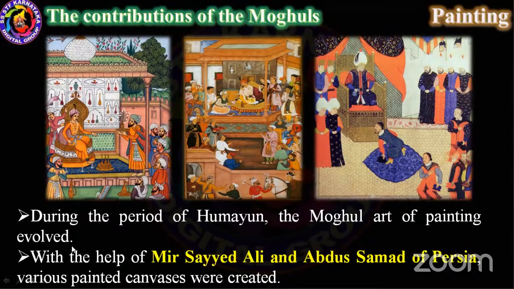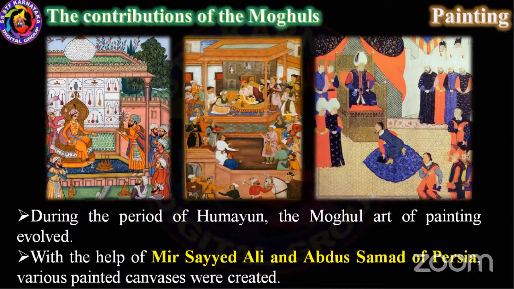The rulers also encouraged painters, who created marvelous, gorgeous paintings. During the period of Humayun, the Mughal art of painting evolved. The art of painting started to develop in the Mughal Empire, and later on other rulers also encouraged it.